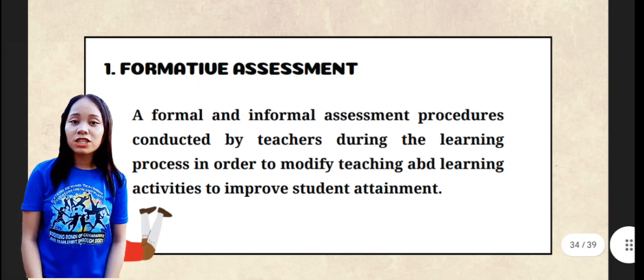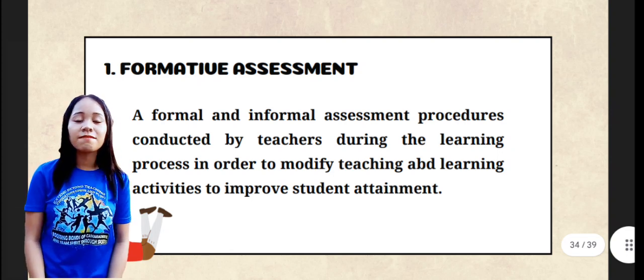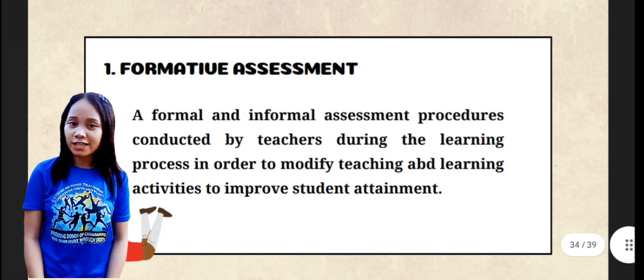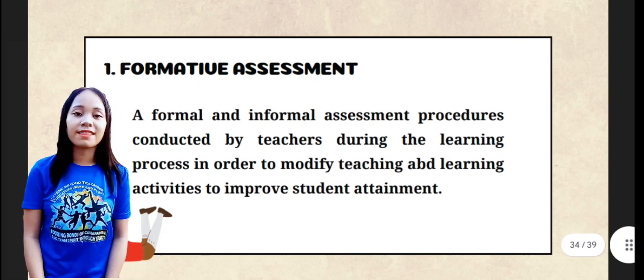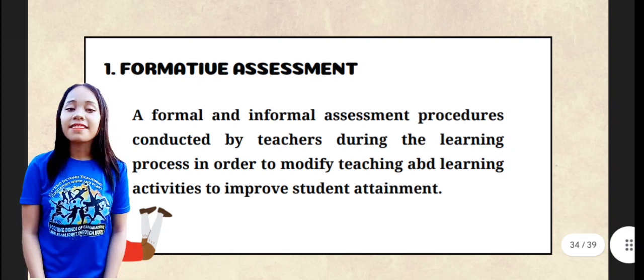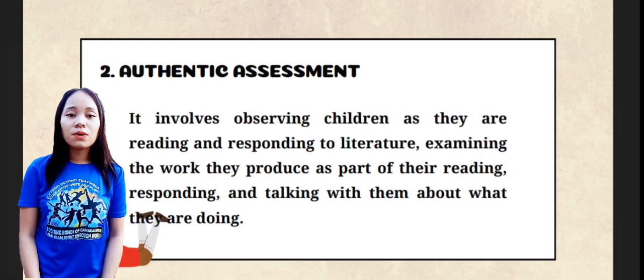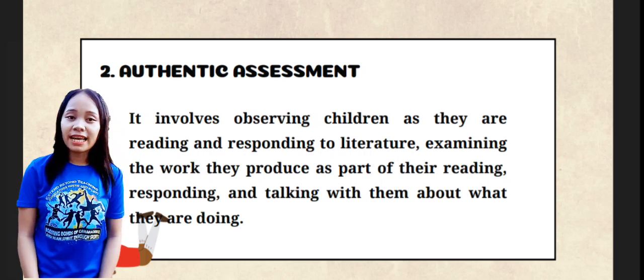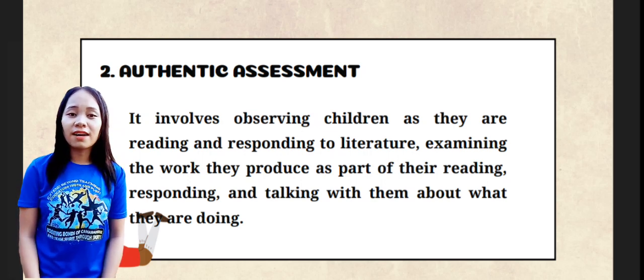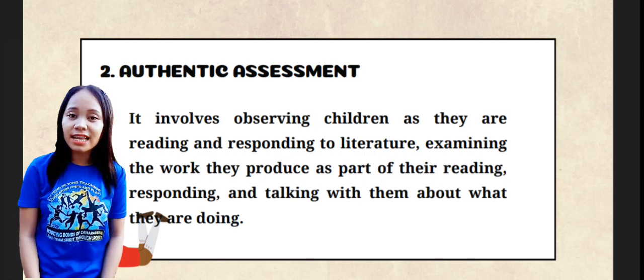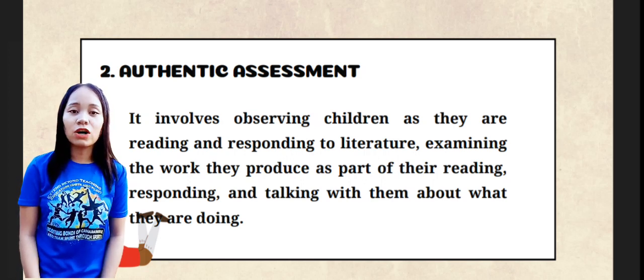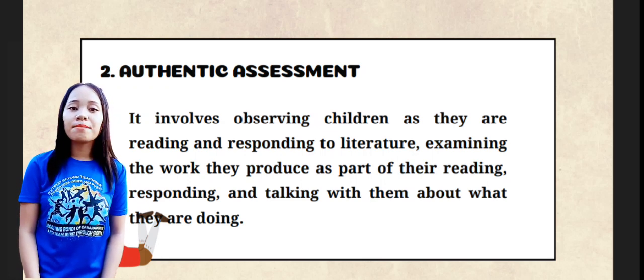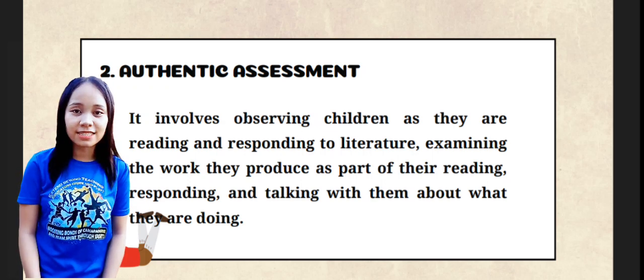So formative assessment is when teachers use both formal and informal methods to evaluate students' progress during the learning process. The goal is to adjust teaching and learning activities to help students improve their understanding and performance. Next, we have authentic assessments. So, in literature-based instruction, it involves observing students as they read and interact with literature, evaluating the work they create during reading activities, and engaging in conversation with them to understand their thoughts and actions. So, this approach focuses on assessing students' real-world skills and abilities in a natural and meaningful context.